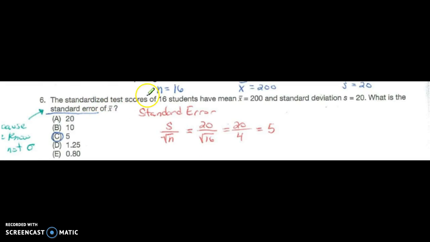In problem number 6, they tell us there are 16 students' test scores. They give us the mean, 200. They tell us the standard deviation of the sample. So we don't know sigma. That's why we want to know the standard error. Because I don't know sigma, I'm going to use s instead. So I go ahead and calculate that, and I get 5. Make sure you see the formula sheet. This is on the formula sheet.